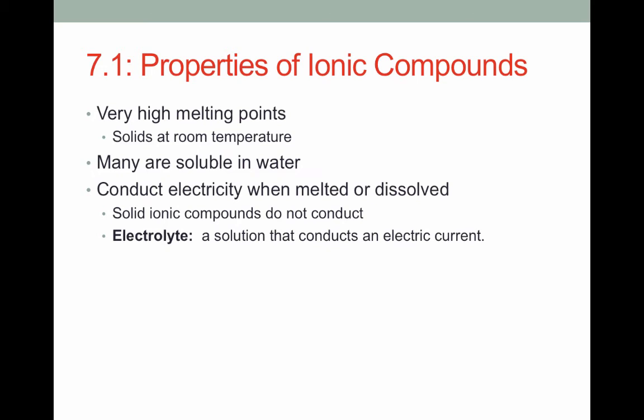Looking now at some properties of ionic compounds, as we said, they're very strong and rigid. This results in very high melting points. Ionic compounds are always solids at room temperature. We've discussed before that ionic compounds can be referred to as salts. Any ionic compound is a type of salt. As you know, table salt, NaCl, is obviously a solid at room temperature, and it takes a very, very high temperature to melt table salt and other ionic compounds.